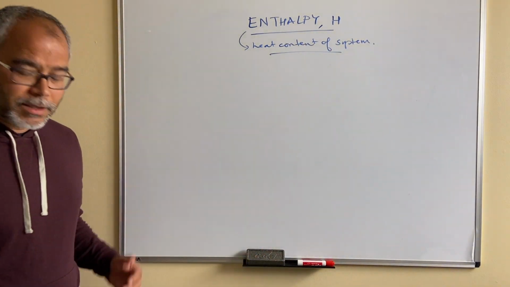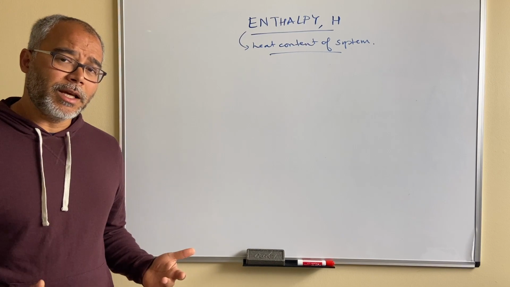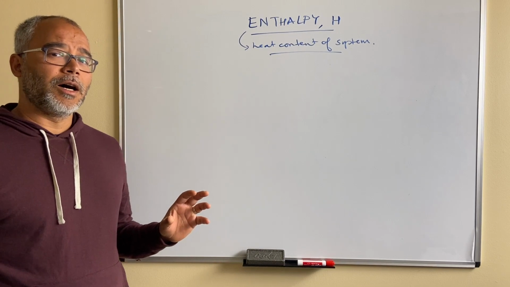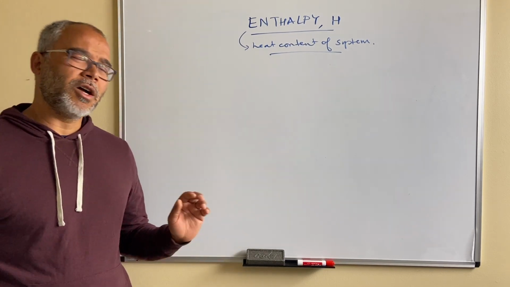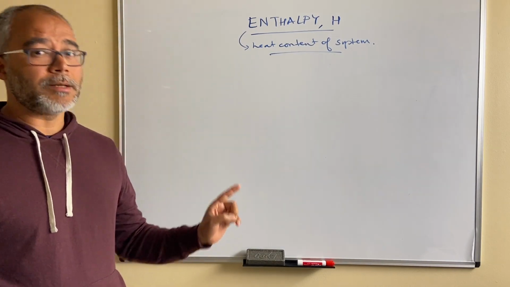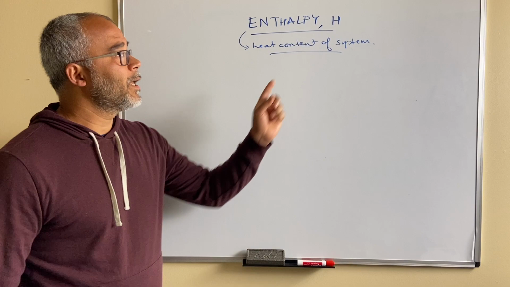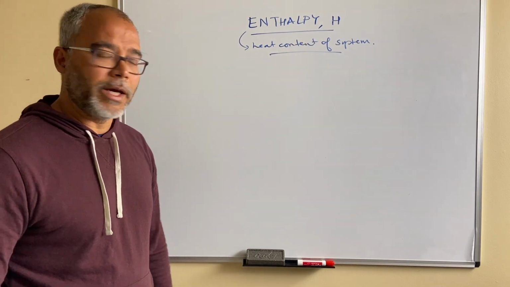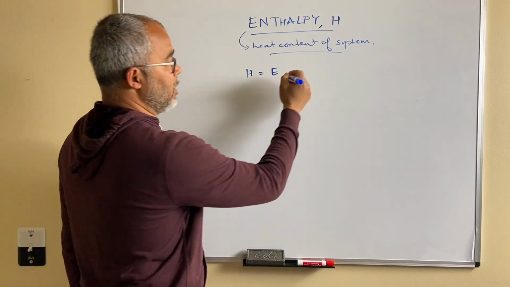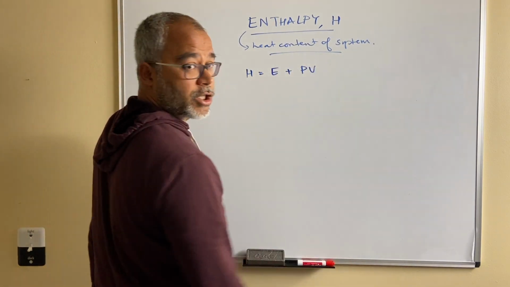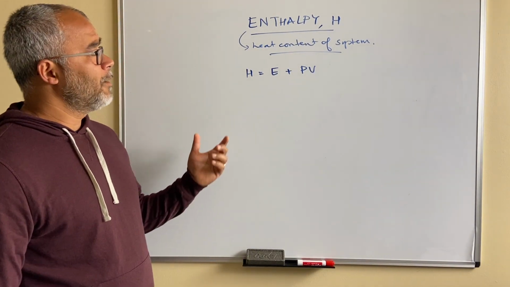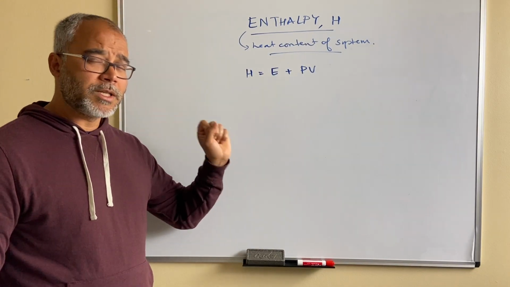Most reactions that we study occur at a constant pressure. If we're interested in understanding systems at constant pressure, and we're interested in the heat content but not the work, then enthalpy is a good metric to use. Enthalpy is defined as H equals the internal energy E plus the pressure-volume work, PV.